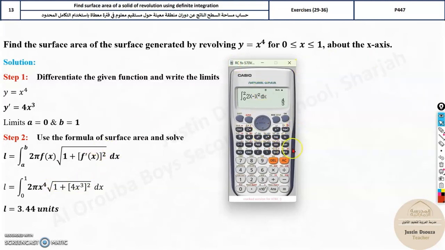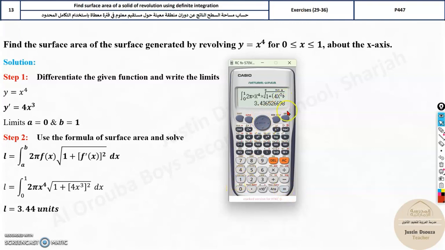Your answer would be 3.44. We can just do it over here. Use the integral. Now 2 pi, by shift and the symbol over here, into the function, that is x to the power 4, multiplied with square root of 1 plus. Now, it's better to use the brackets because there are two terms: 4x cube, close the bracket and square it up. That's it. And now the limit is from 0 and it goes until 1.